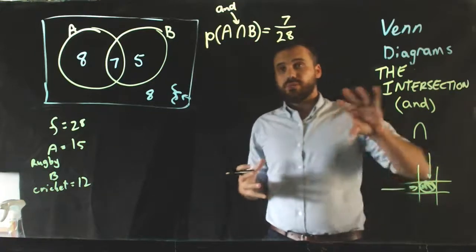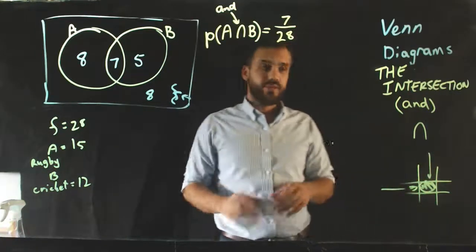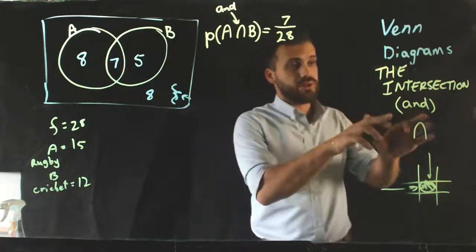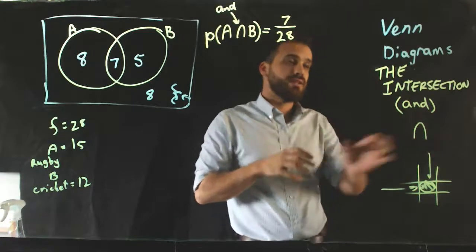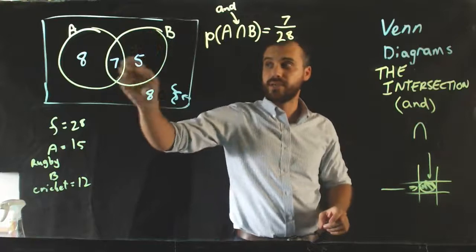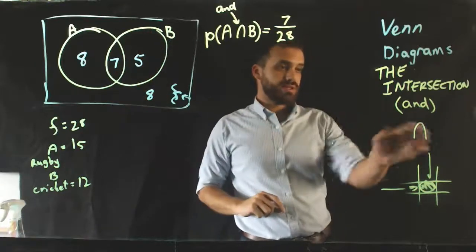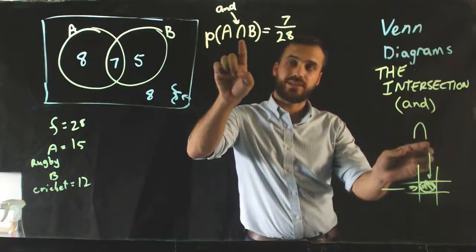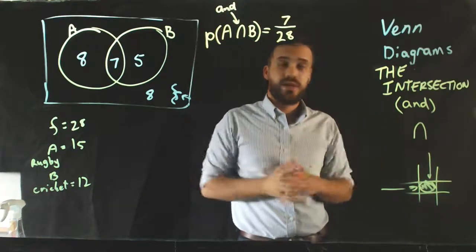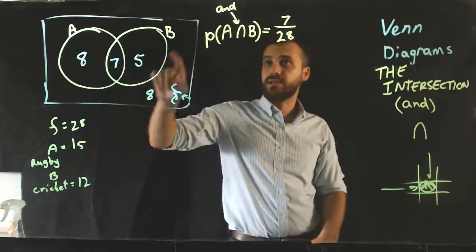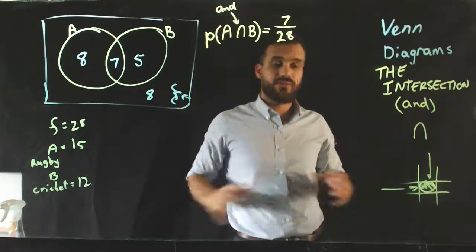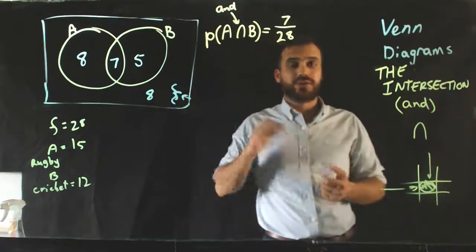Very, very straightforward, but it's important for us to learn a couple of key bits. The intersection, what is it? It's that bit there. The intersection can also be phrased using the term and. The probability of A and B is here. We use this symbol, probability of A intersection B, or A and B. Intersection is more fancy. And the probability of that, very, very simply, is this divided by 28. Very straightforward stuff. We're going to look at unions next.